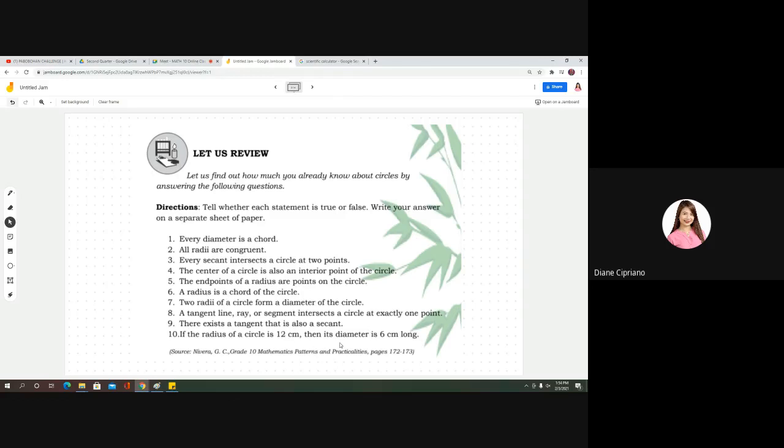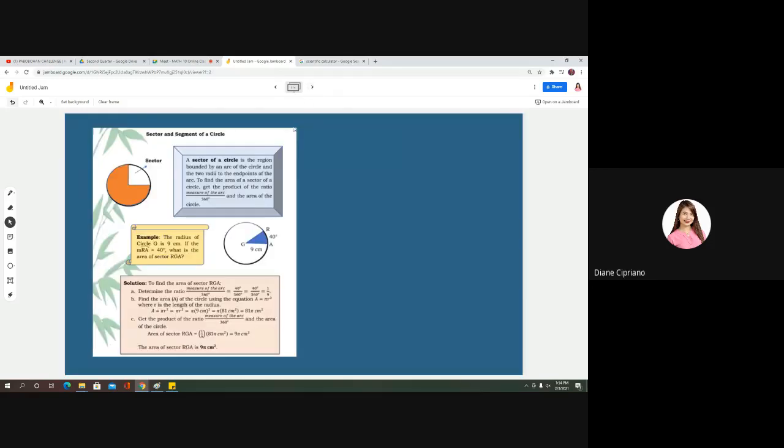So in this part, we're gonna discuss about the sector and segment of a circle, in which a sector of a circle is the region bounded by an arc of a circle and the two radii of the endpoints of the arc. To find the area of the sector, another part of the circle would be the sector of the circle. So this is the sector of the circle, the white part.